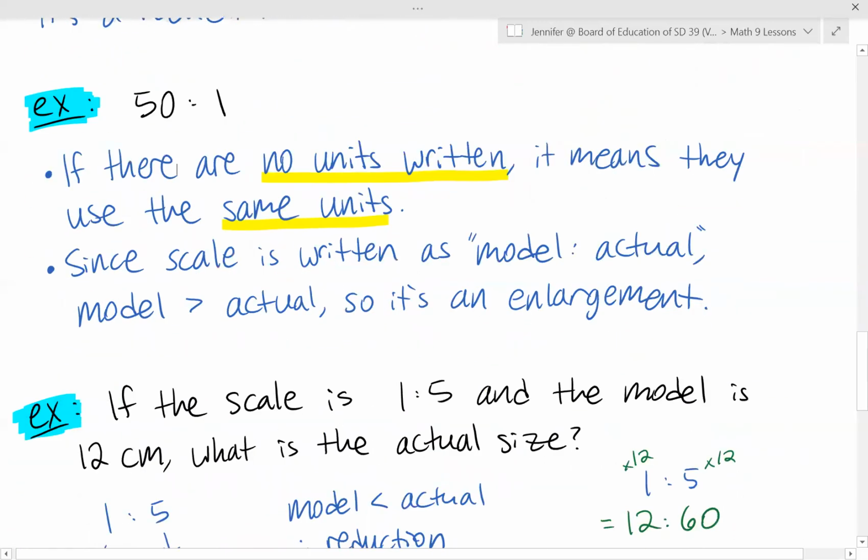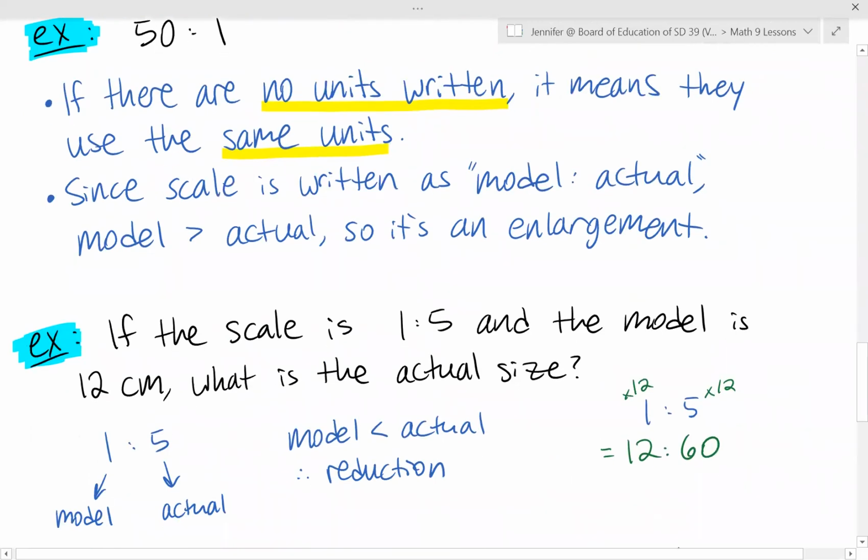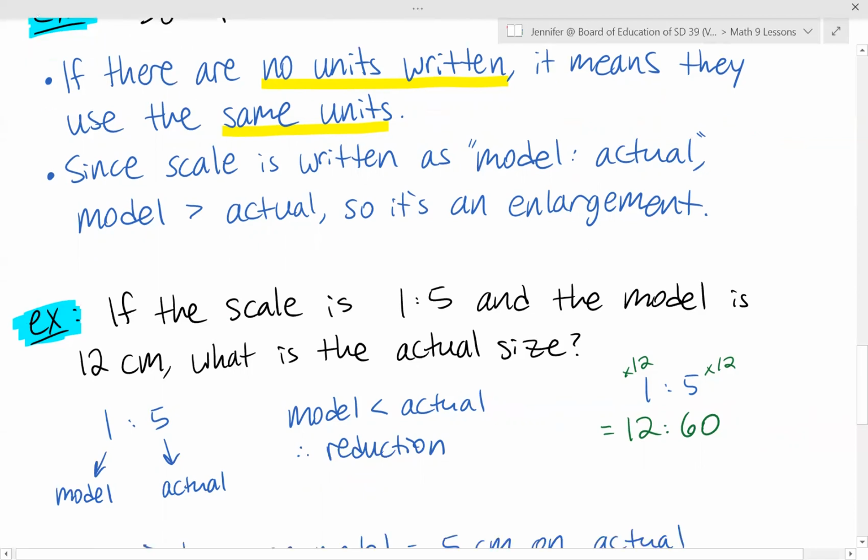Couple more examples. So a little trickier than what we've done so far. If the scale is 1 to 5 and the model is 12 centimeters, then what is the actual size? So again, the model is written first, the actual is written second. Since the model number is smaller than the actual number, this is a reduction. So therefore, we know that if the model's 12 centimeters and it's going to be smaller than the actual, we're going to be getting larger when we're trying to figure out what the actual size is.